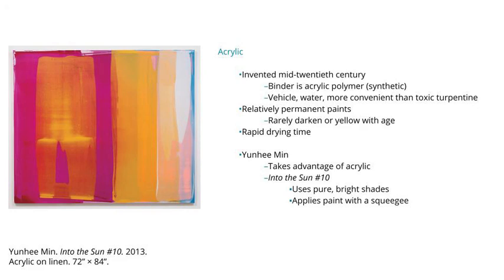So this example is by Yoonhee Min, and this is an artist that very much takes advantage of the qualities of acrylic paint itself. This example is Into the Sun number 10, and in it she uses pure bright shades and actually applies the paint with a squeegee. But you can really see the way that the colors, when made to be not at full opacity, make these transparent layers over each other as they were able to be applied on a dried surface pretty quickly.